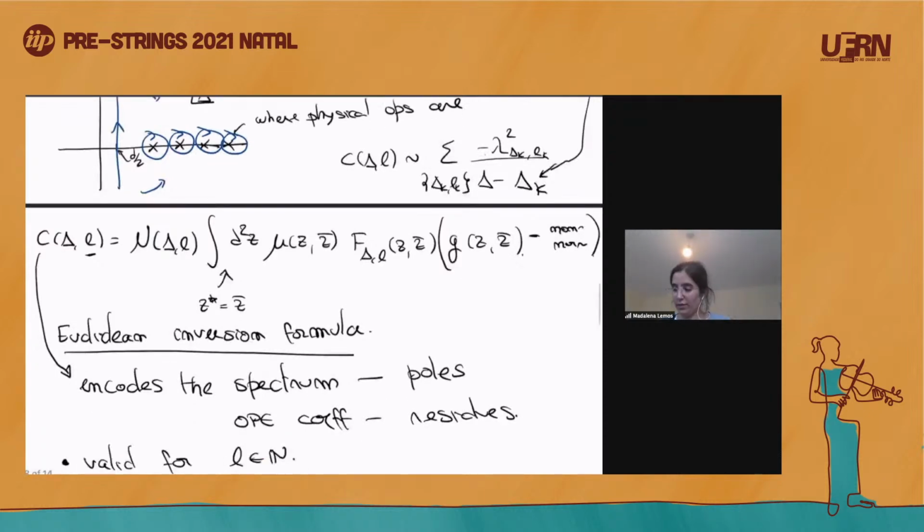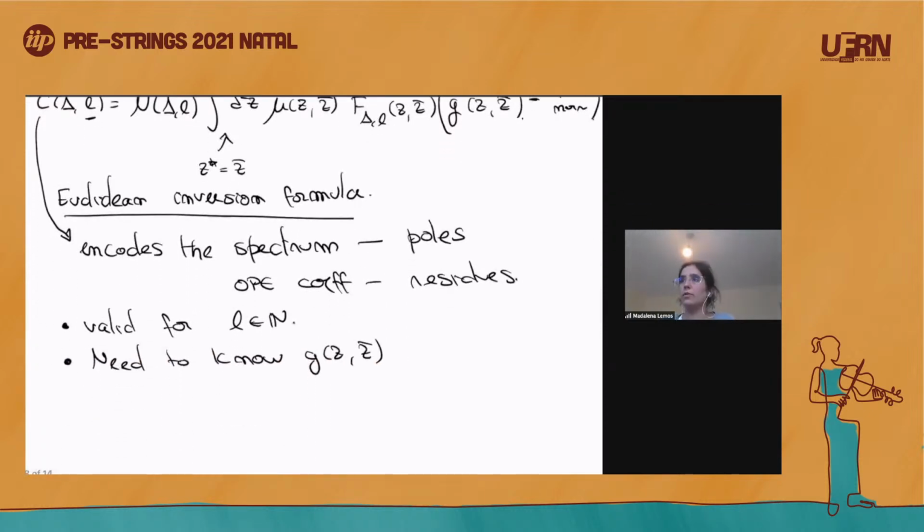So this was a Euclidean inversion formula. Let's now go to a Lorentzian one.